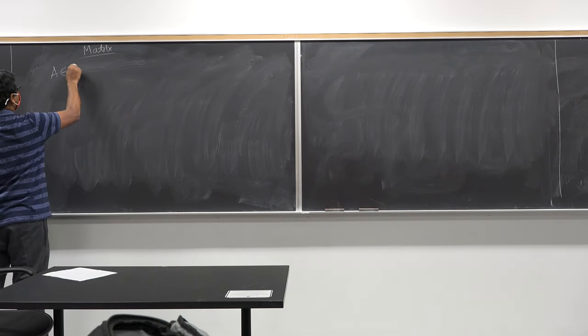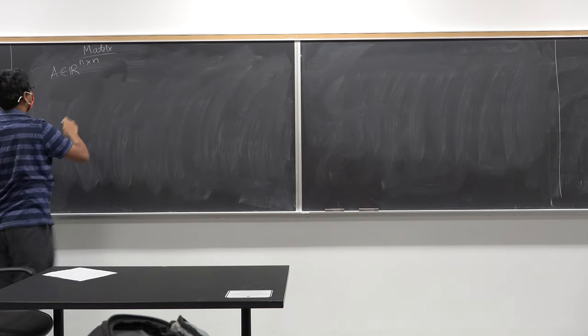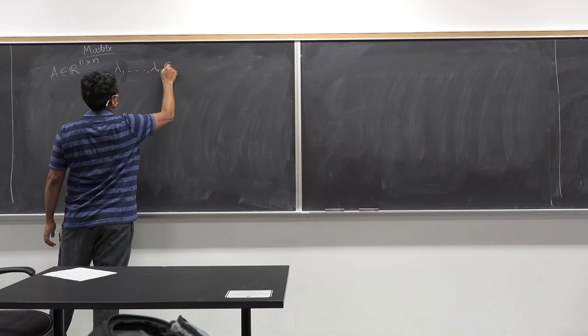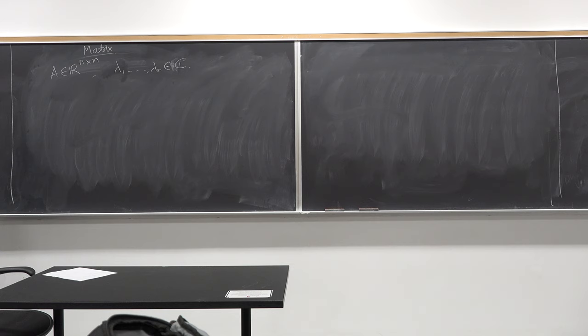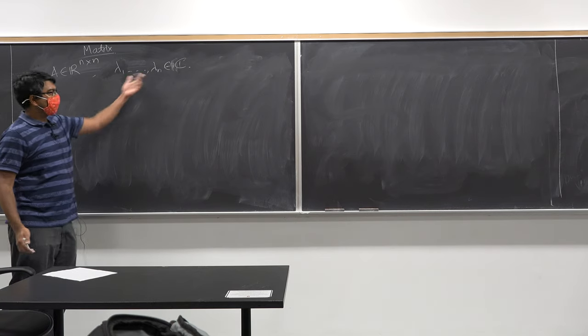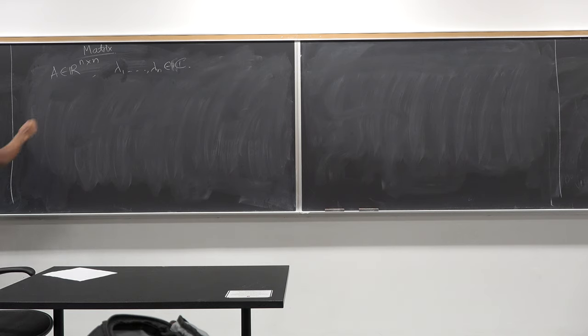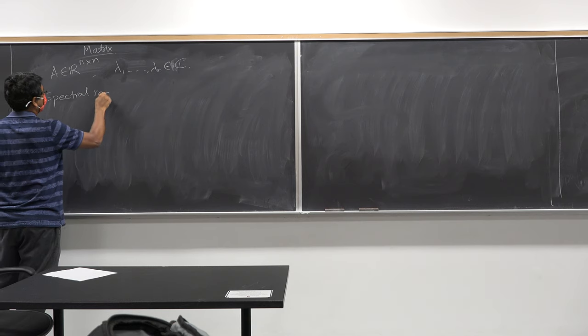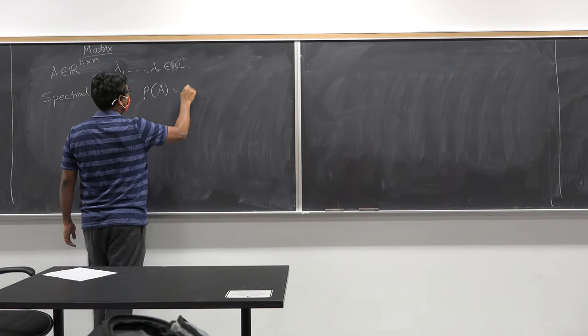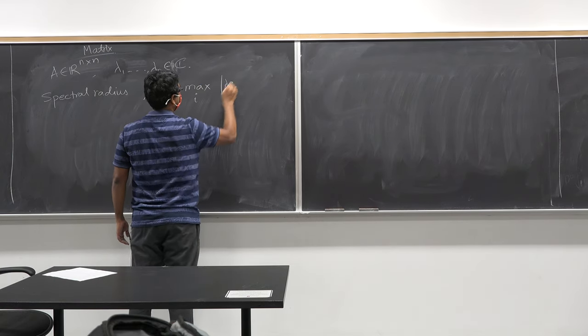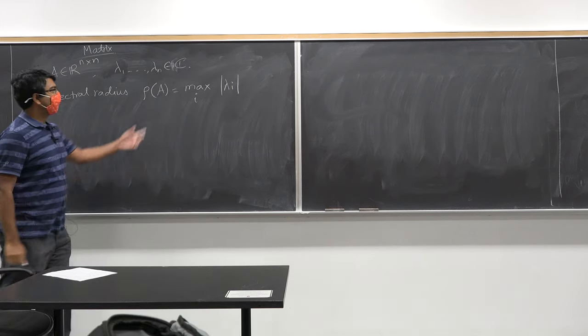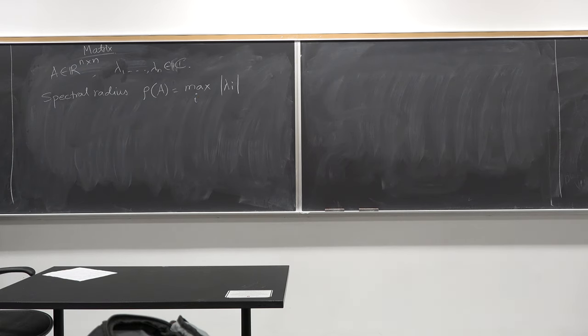So I have a matrix A in R n cross n, and I have the eigenvalues lambda 1 to lambda n, and these are complex numbers. I pick an arbitrary square matrix A, so I can compute the characteristic polynomial and its roots, and I get the eigenvalues of that matrix. Then the spectral radius is defined as rho of A, the maximum of the absolute values of the eigenvalues. That's the spectral radius.